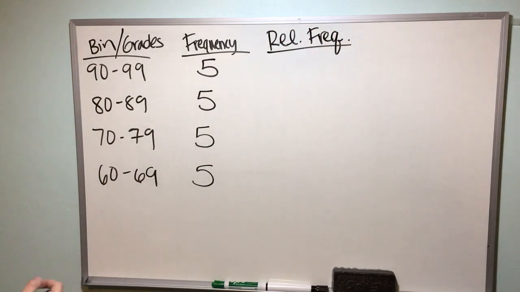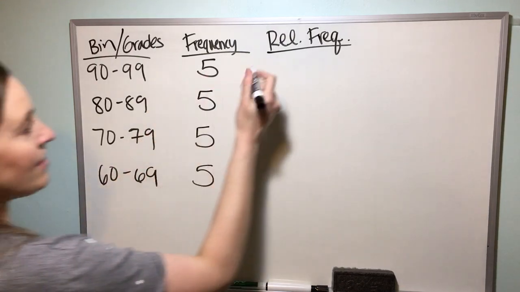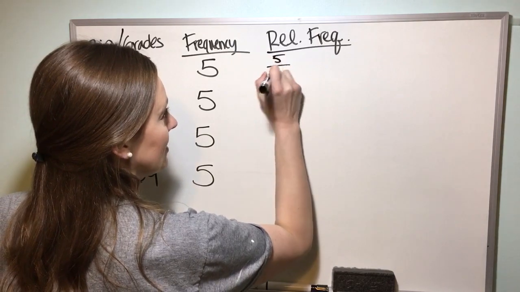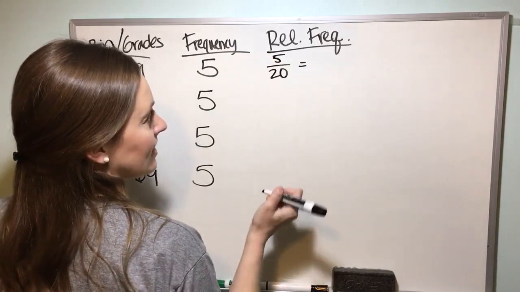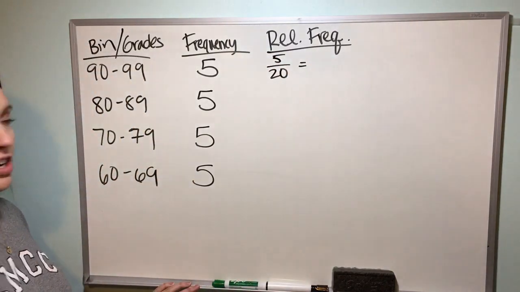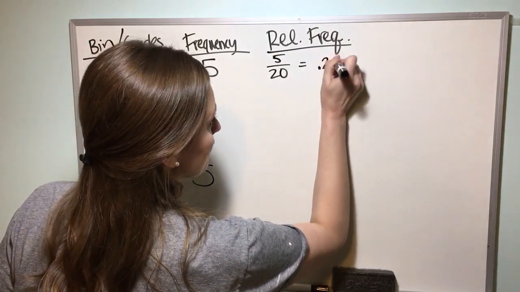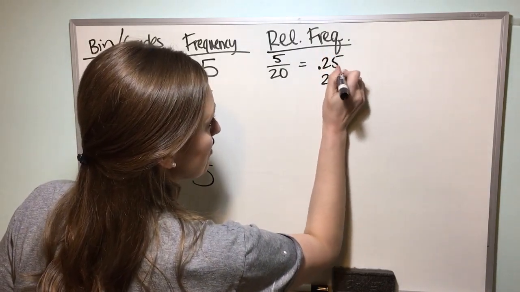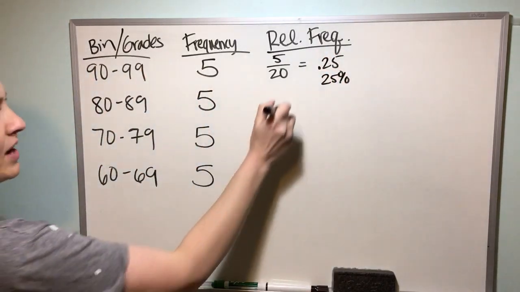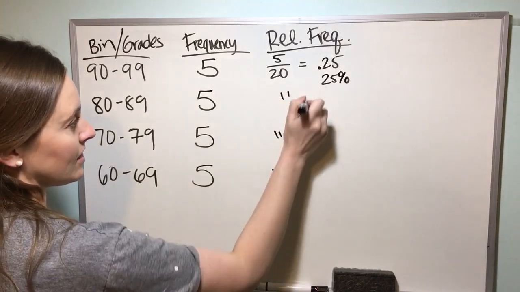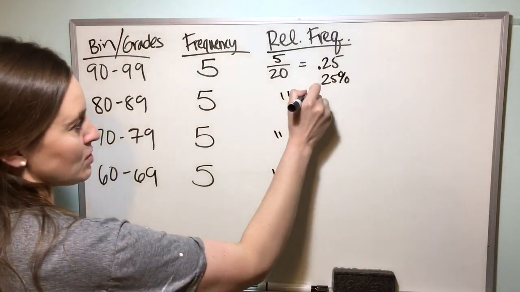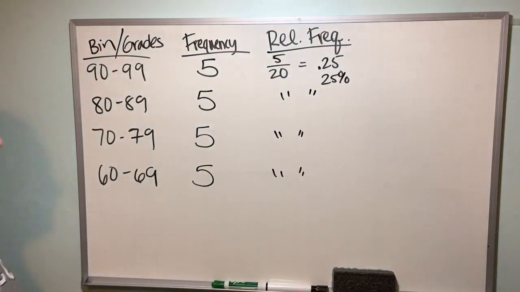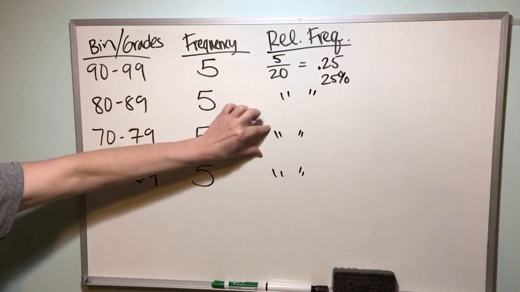What's the relative frequency for the first one, and matter of fact for all of them? It's 5 out of how many? 20, right? 5 out of 20. It's a quarter. So we should know it's 0.25, or if we wanted a percent, it would be 25%. And matter of fact, it's the same. This just means it's the same. Usually we go like that. For every single one, it's exactly the same.